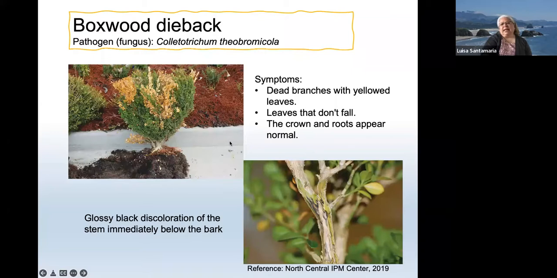The other disease that is on the list for boxwood is boxwood dieback. This is a disease that was confirmed not long ago, and you can find more information about it at the North Central IPM Center. They identified Colletotrichum theobromicola as related to these kinds of symptoms. What characterizes it is dead branches with yellow leaves, the leaves don't fall, and the crown and roots appear normal.